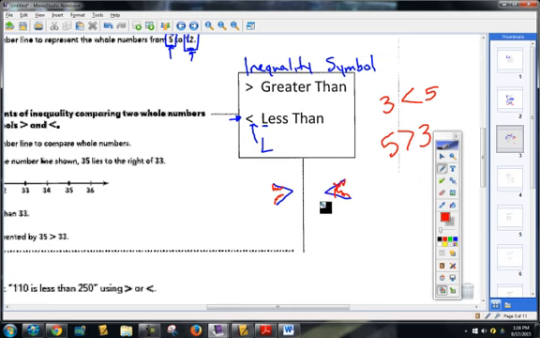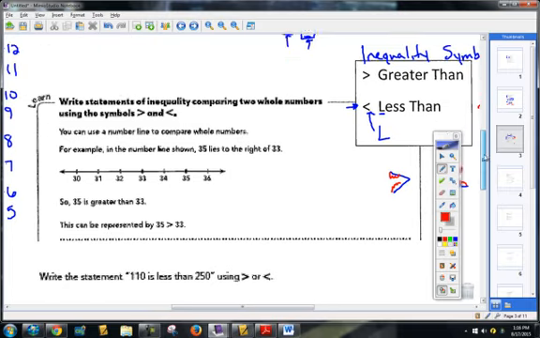Okay, so that's kind of the elementary way of remembering it, I guess. But still, you should be able to read this and say, okay, that means 3 is less than 5, and 5 is greater than 3. So you do need to know those symbols.